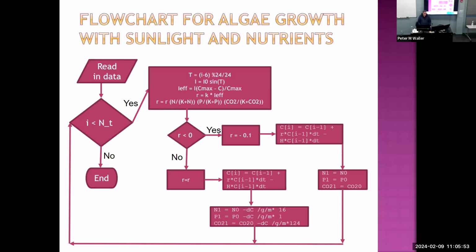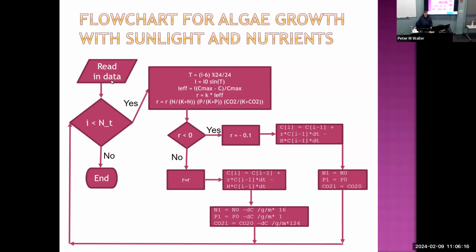Okay, so now we're going to start moving into the coding, and there's going to be two parts. There's going to be light and there's going to be nutrients. And we're first going to work on the light. So we'll do the code for the light, and then we'll do the code for the nutrients.